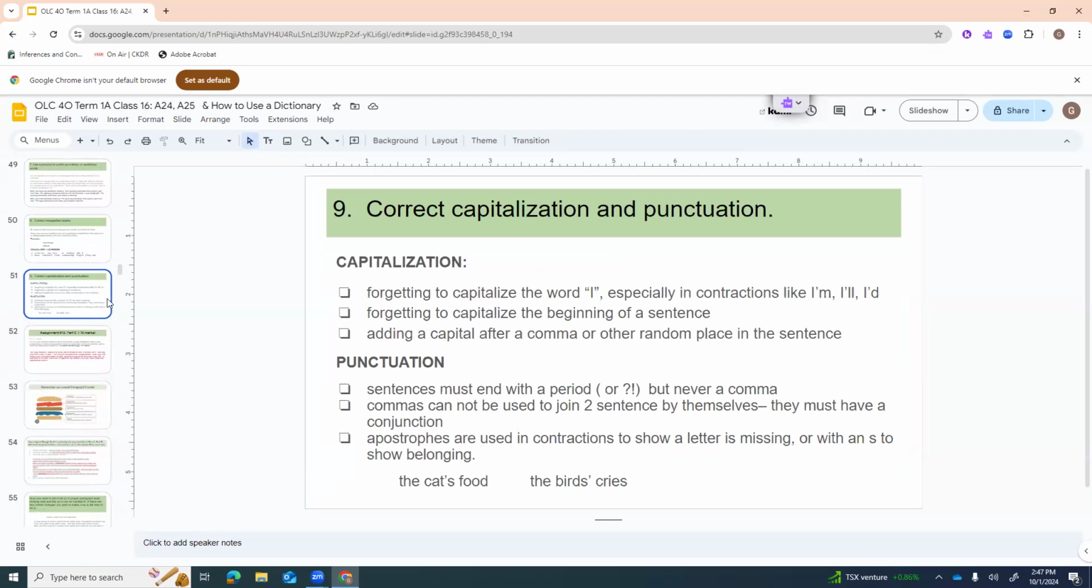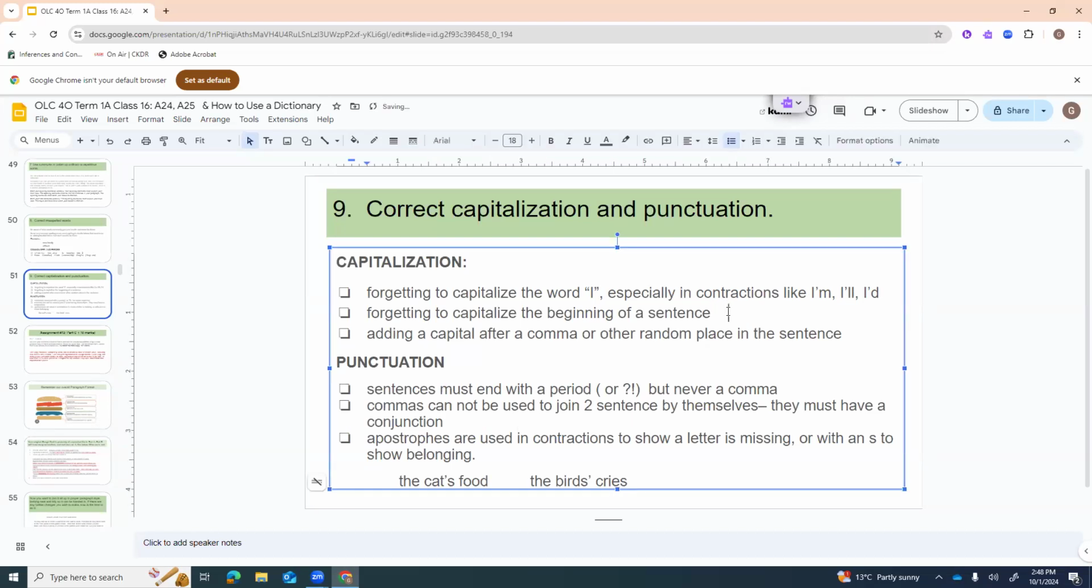Number nine, correct the capitalization and punctuation. The big thing to look for in capitalization, for some reason, a lot of people still forget to make the I a capital I if it's talking about yourself. Okay, I'm saying I am going to the store, then I use a capital I. I wouldn't need to have a capital I here with the word contractions because it's in the middle of a sentence. It also works for things like I'm, I'll, I'd. Sometimes people remember when I is by itself, but they forget to do it when they put it in a contraction. The other big thing is capitalizing the beginning of a sentence, okay?